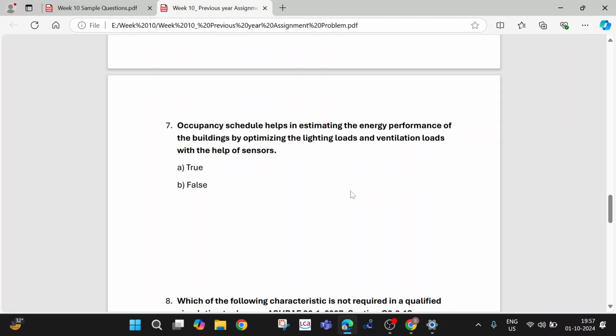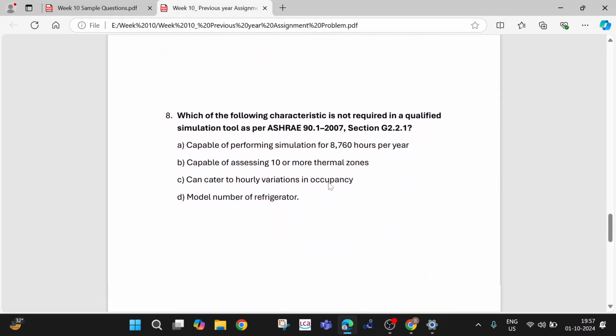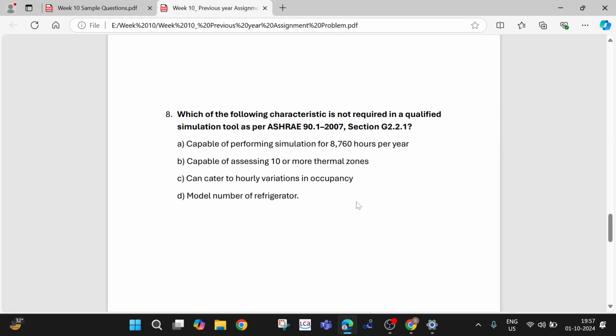Eighth question, that was asked in the previous year, and let's see how many of you are able to give the right answer to this question as well. Which of the following characteristics is not required in a qualified simulation tool as per ASHRAE 90.1 2007, Section G 2.2.1?